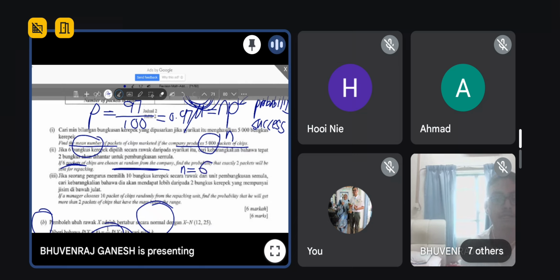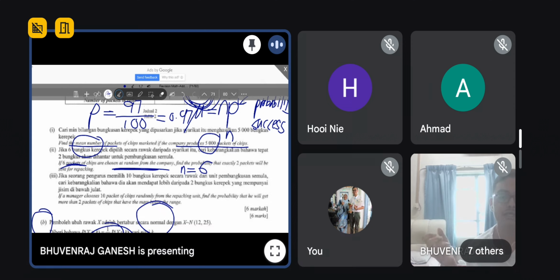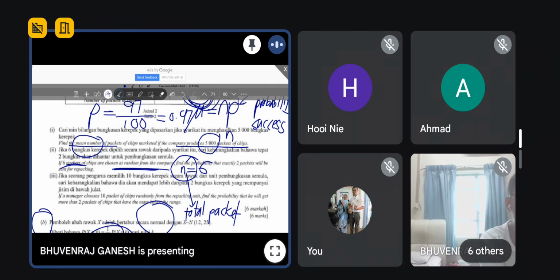Kamu akan dapat 6 packet because randomly taken, diambil secara rawak. So N represent your total packet taken randomly. Okay, you must understand this one. Okay guys, so N equal to 6, and then the question is R equals to 2. R is the selected number of packet. Okay, bilangan packet yang dipilih, which is 2. Okay, they say send for repacking.